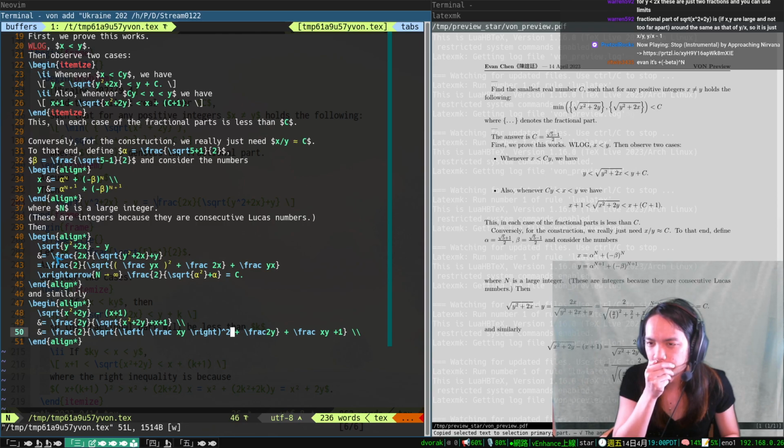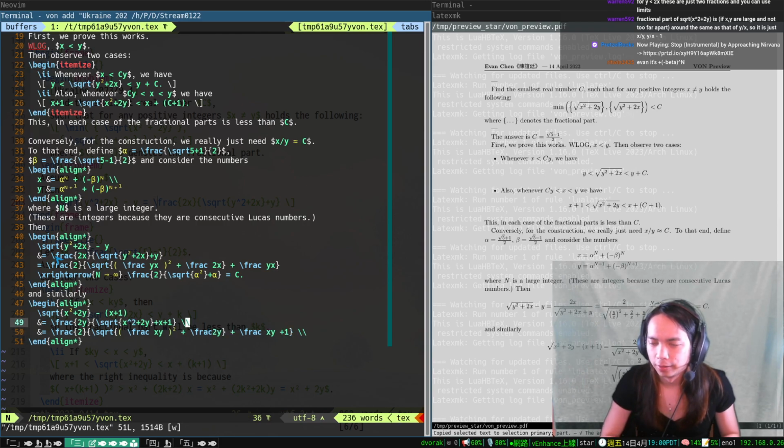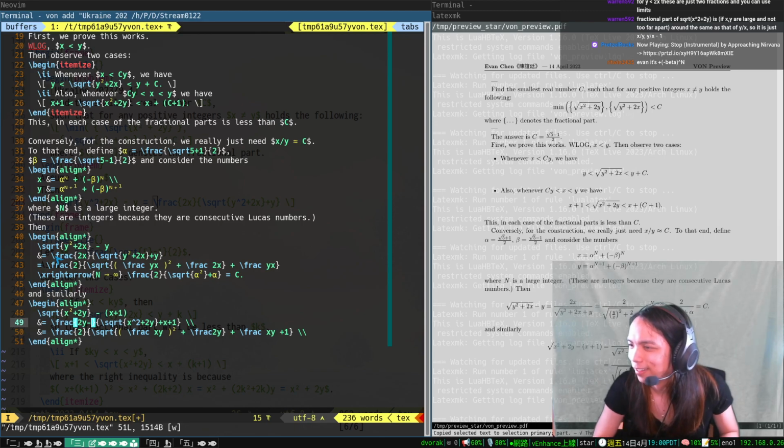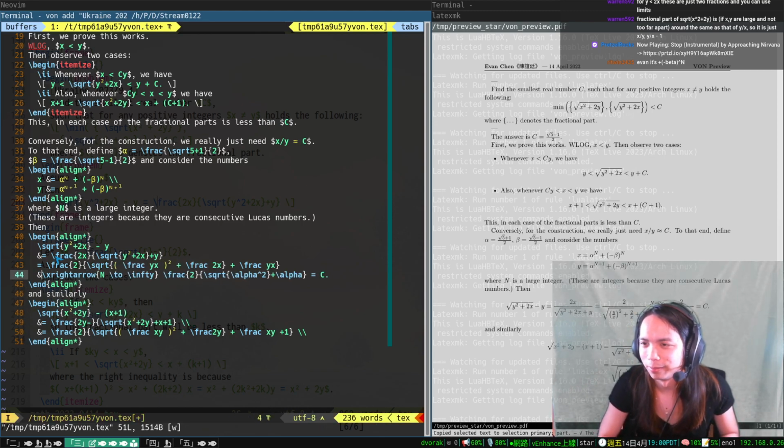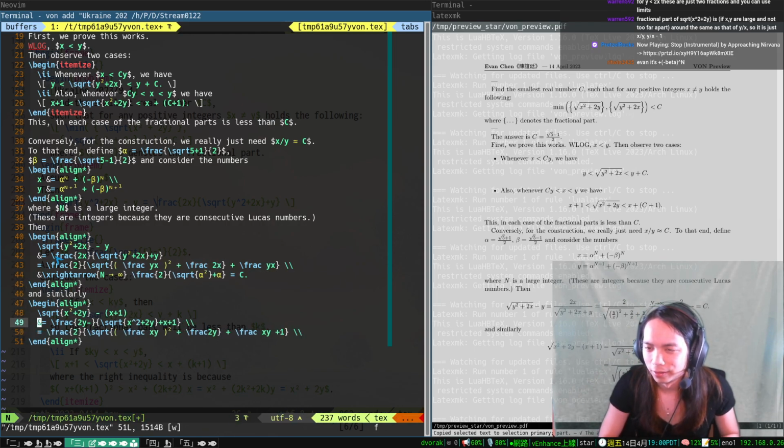Shit, I messed up. This is 2y. Oh no. I should put this on a separate line, honestly. And then, Lord. 2y minus 2x minus 1 is what it works out to. And then here's like y minus x.